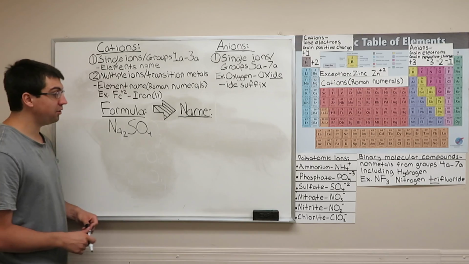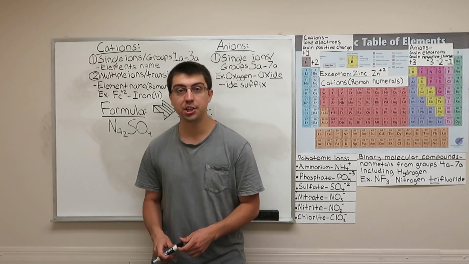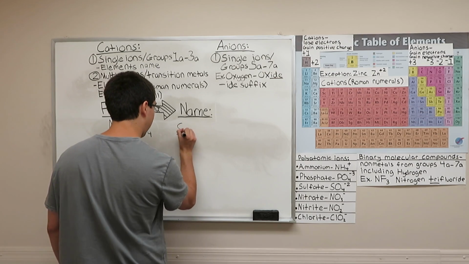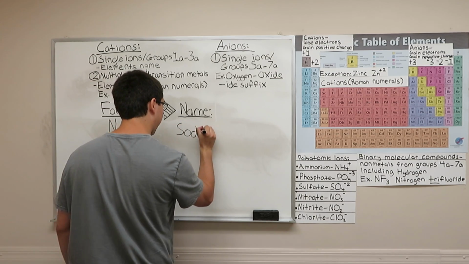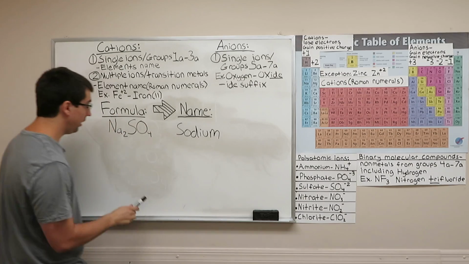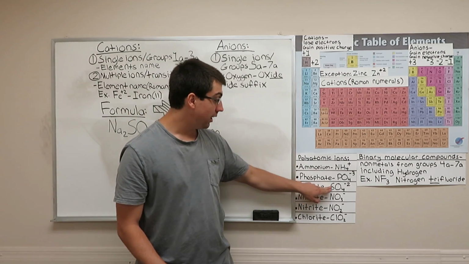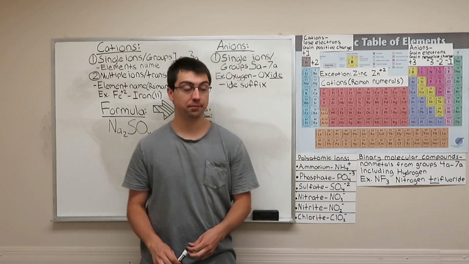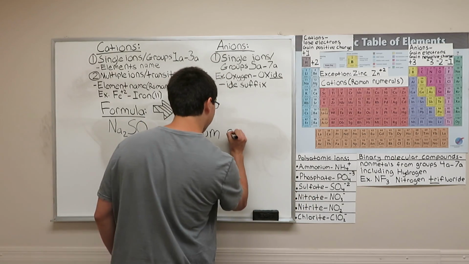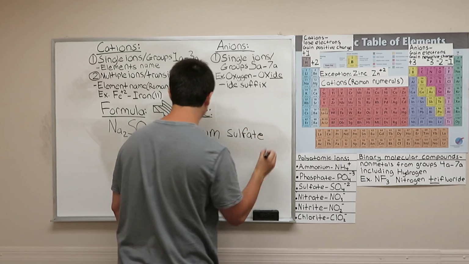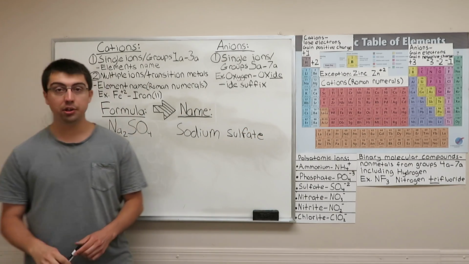Our formula is Na2SO4. First, we need to write down each element's name. Na is sodium. SO4 is a polyatomic ion, and if we look at this list, SO4 stands for sulfate. And the name is sodium sulfate.